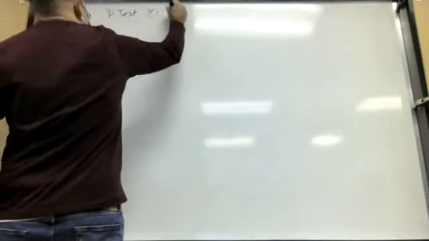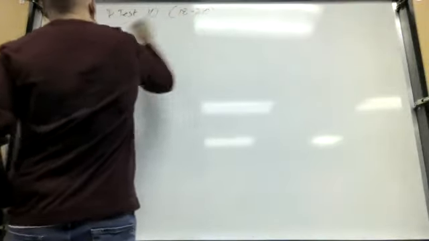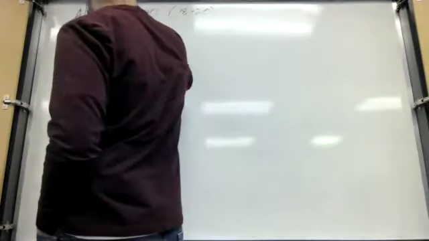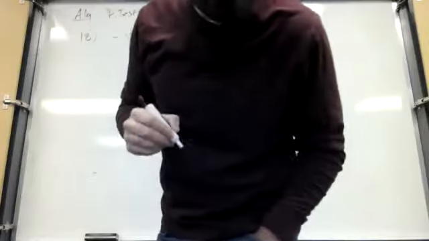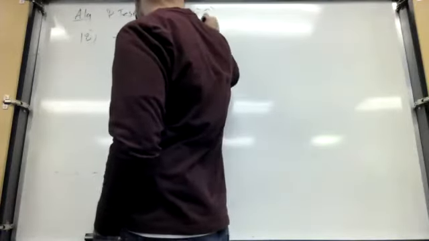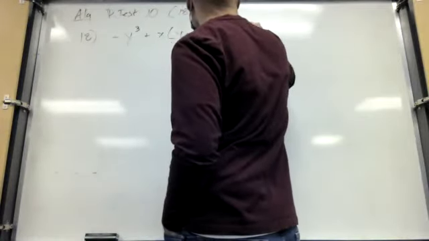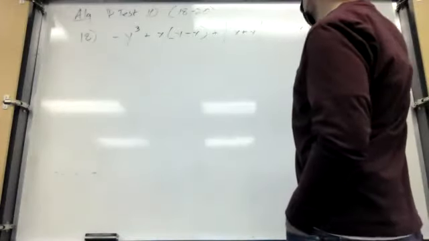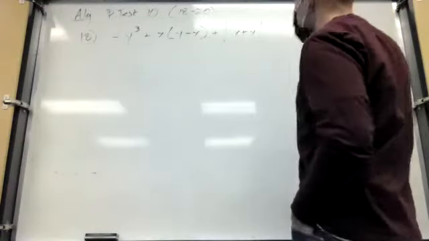Number 18. So this is just finishing up practice test 10, 18 through 20. 18 looks like this. Evaluate negative y to the third plus x times (y minus x), plus the absolute value of x plus y. And it gives us x and y. X is -3, y is -4.